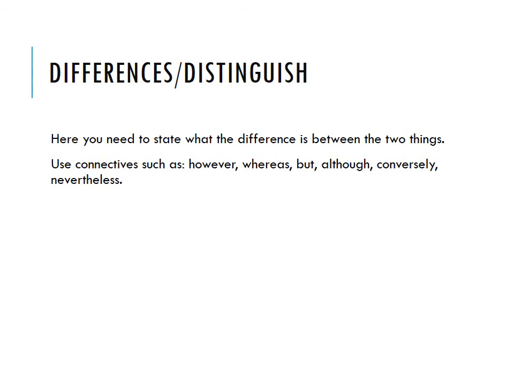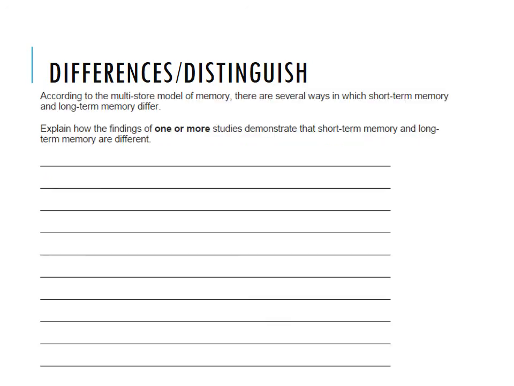Differences and distinguish questions. Here you need to clearly state the difference between 2 things. It's really easy to not hit this requirement. So use your connectives such as however, whereas, but, although, conversely, or nonetheless.